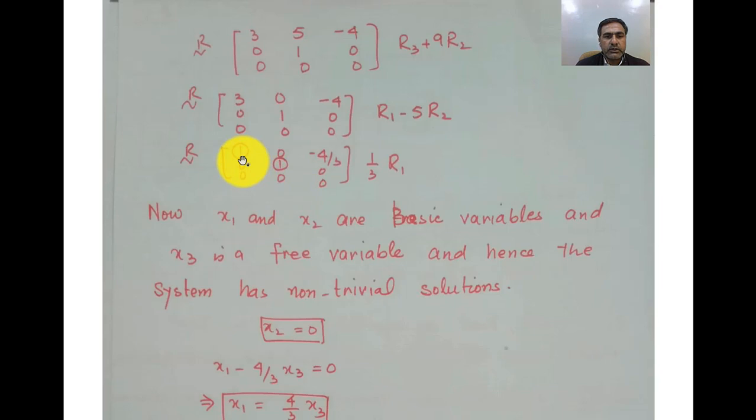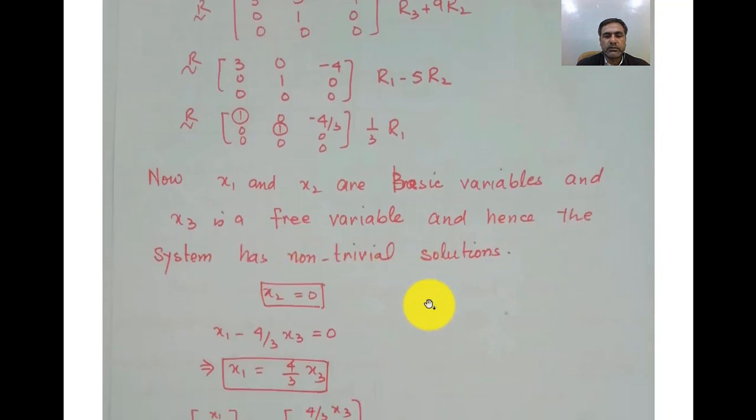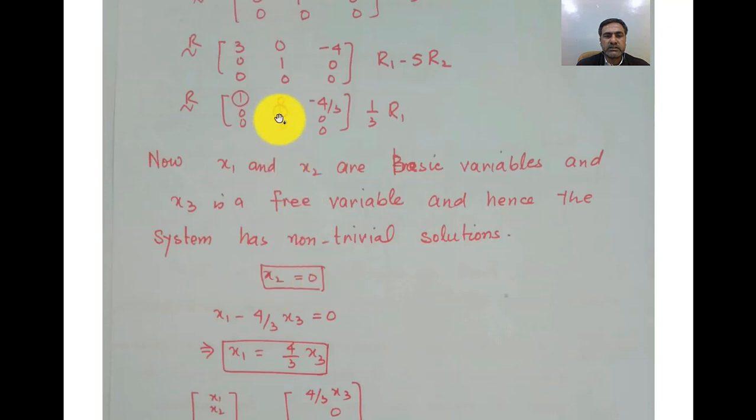So here I notice that this is a pivot entry, this is a pivot entry. Since this is a row of zeros, hence there is no pivot entry in this row, and this pivot entry corresponds to the variable x1, this corresponds to the variable x2, hence x1 and x2 are my basic variables and x3 is a free variable, and hence the system has non-trivial solutions which can be computed as x2 is equal to 0.